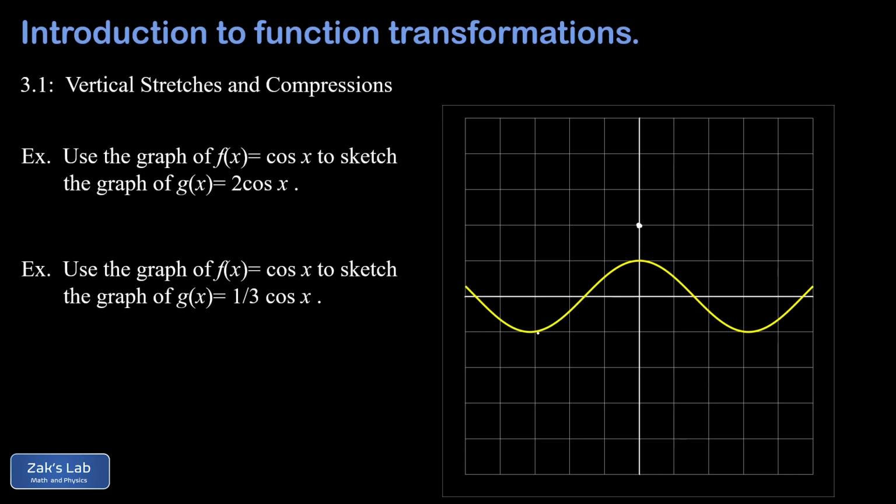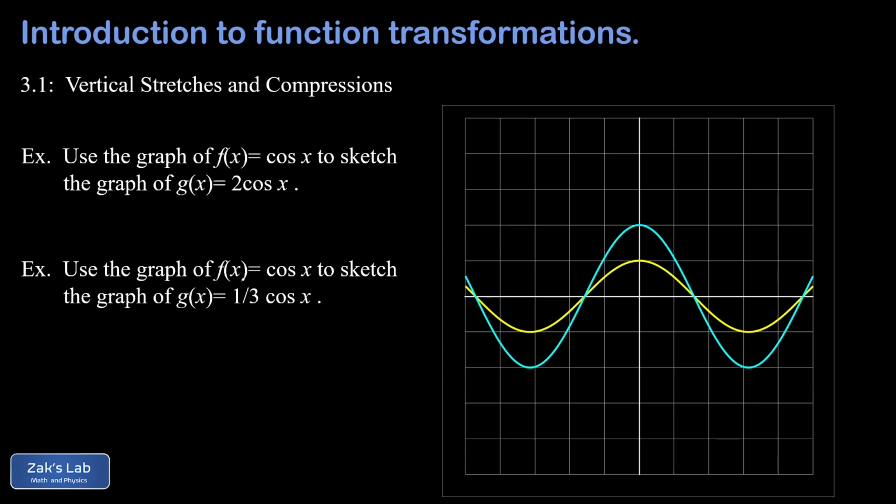Notice what happens at the minima of the cosine function. Its minimum value is -1, and that gets transformed to -2. And I can do that for this other minimum as well. And the net result is that we've just doubled the amplitude of this cosine function. It now oscillates between 2 and -2 instead of 1 and -1.